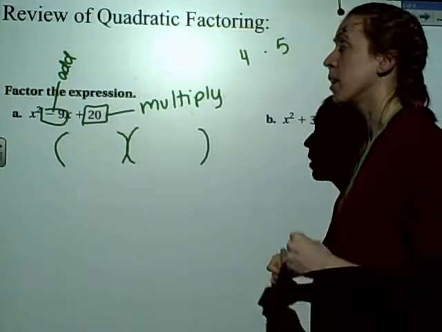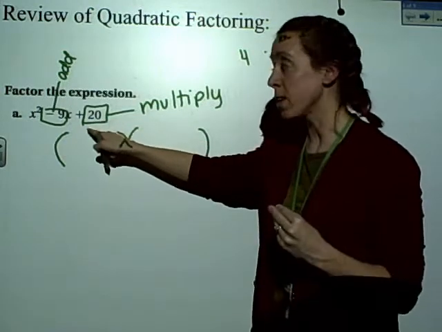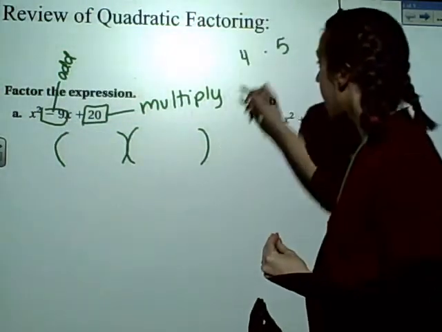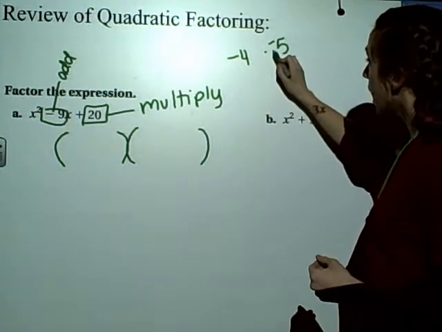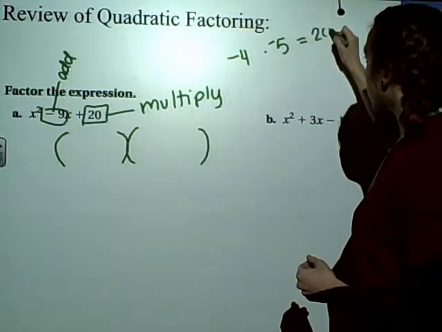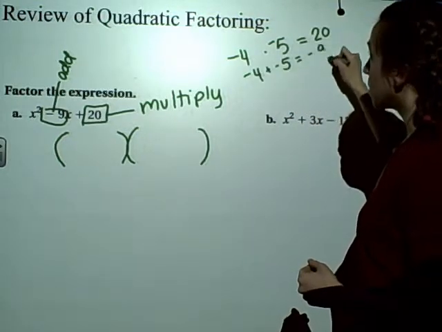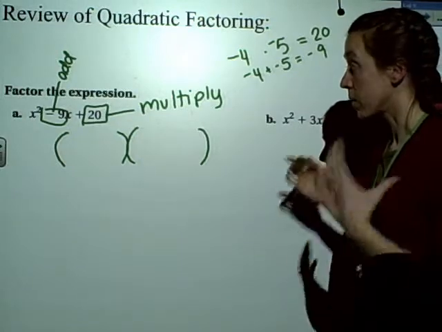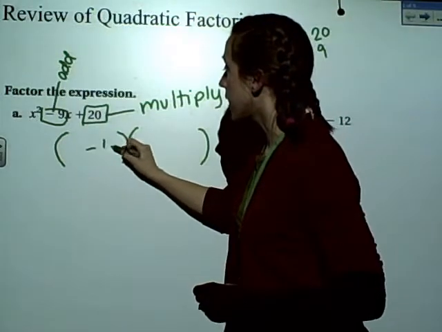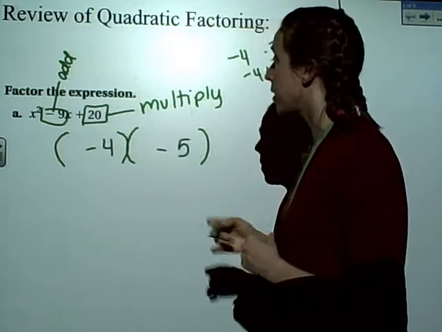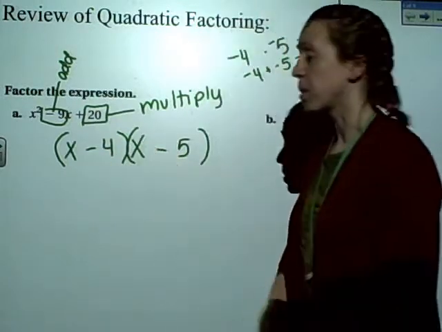I want -9. In order for them to multiply to be a +20 and add to be -9, they're both going to have to be negative. -4 times -5 gives me 20. -4 plus -5 gives me -9. Now that I have my factors, they're going to go into the second spot in my parentheses. The first spot, I'm just going to take my x and split it up.